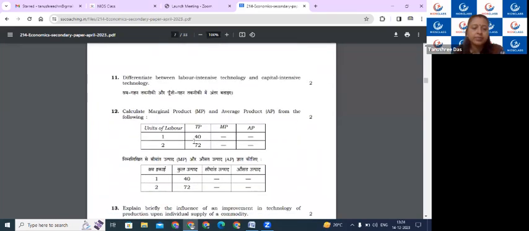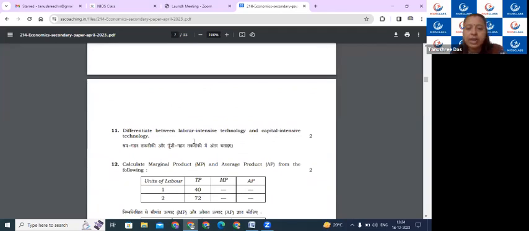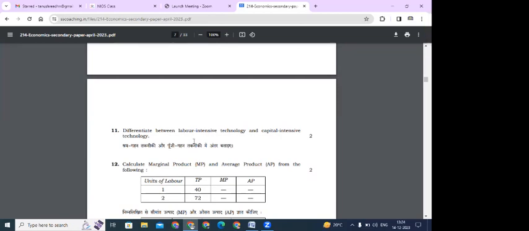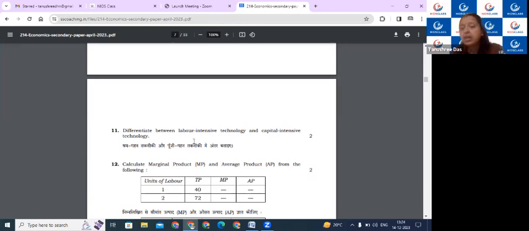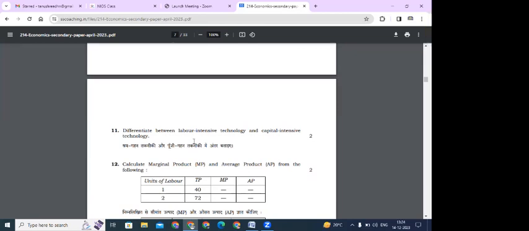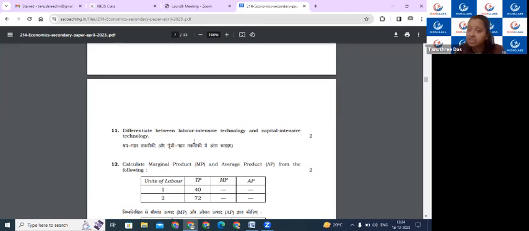Then next is to differentiate between labor intensive technology and capital intensive technology. Labor intensive technology means we are using more of the labor force and less machinery. Capital intensive technology uses more machinery and less labor. Labor intensive is cheaper compared to capital intensive, and capital intensive is costlier. So these are the two differences we can write.